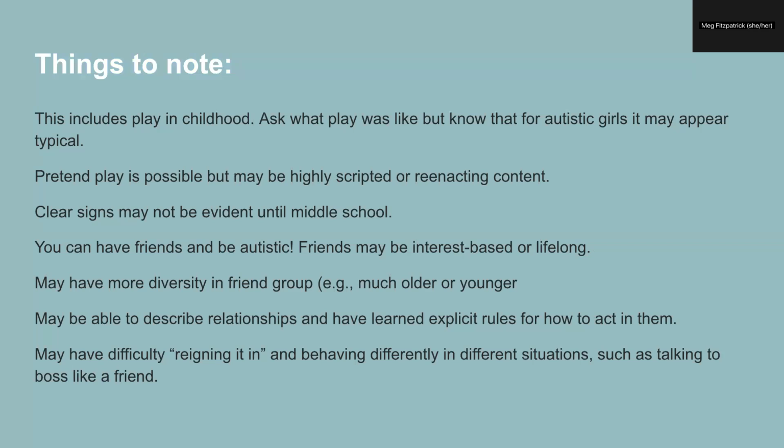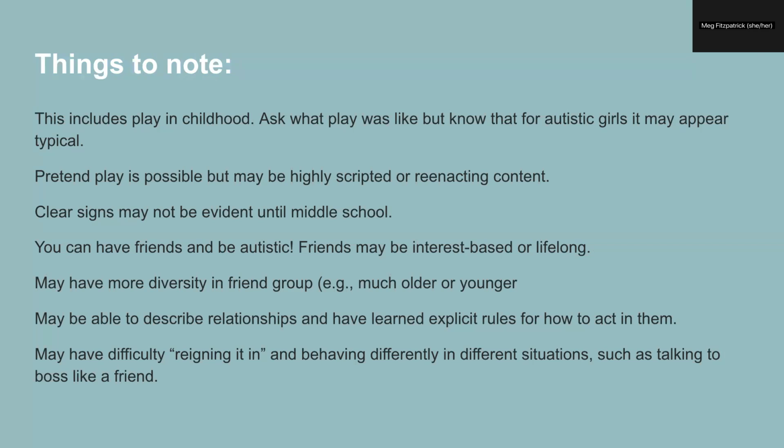Ask what play was like, but then know that for autistic girls, it may appear typical. Pretend play is possible, but may be highly scripted or reenacting content. If they say, "Oh, I love to play with my friends," and you get into the nitty-gritty, are they just repeating things that they've seen in movies? Or are they doing the same thing over and over? Clear signs of challenges in this may not be evident until middle school.